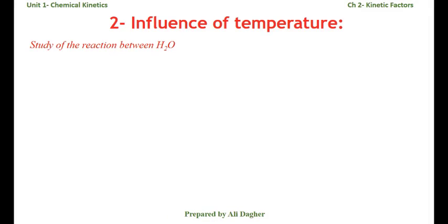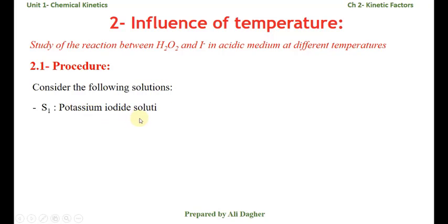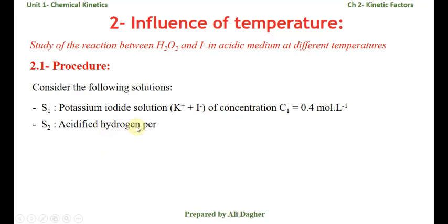Study of the reaction between H2O2 and I- in acidic medium at different temperatures, starting from the same initial concentration of reactants. Procedure. Consider the following solutions. S1: potassium iodide solution K+ + I- of concentration C1 equals 0.4 mol per liter. S2: acidified hydrogen peroxide solution H2O2 of concentration C2 equals 0.06 mol per liter. That means H2SO4 is added to the H2O2 solution.